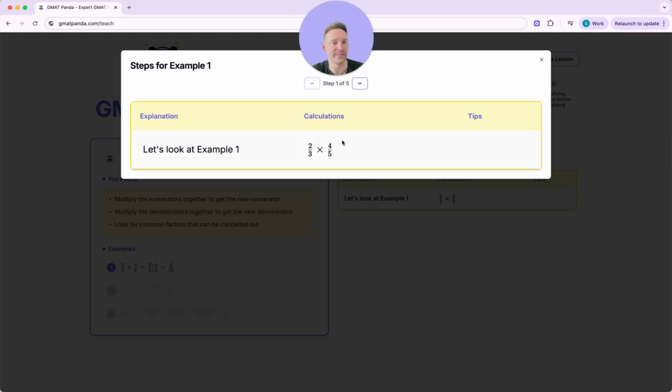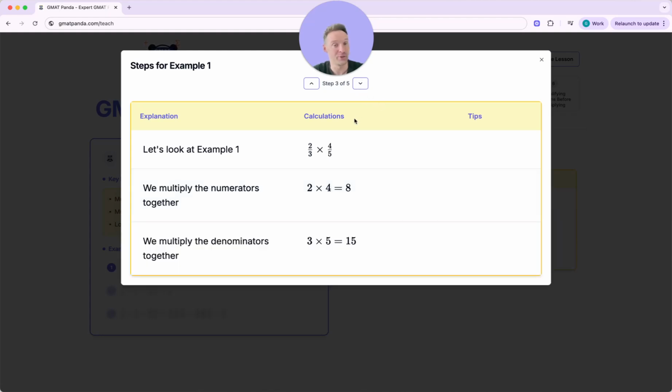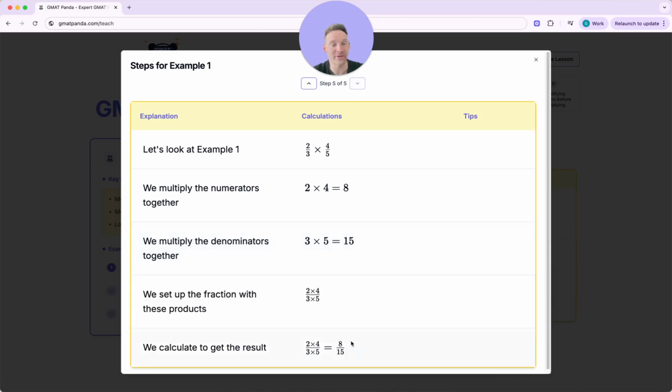In this case, we're going to be multiplying 2/3 by 4/5. First thing we do is identify the numerators. Remember, the numerators are the two numbers at the top. If we multiply them, we do 2 times 4 and we get 8. Now we identify the denominators, which are the numbers at the bottom. We do 3 times 5, and that gives us 15. If we put all that together, we end up with 2 times 4 over 3 times 5, which is 8 over 15.